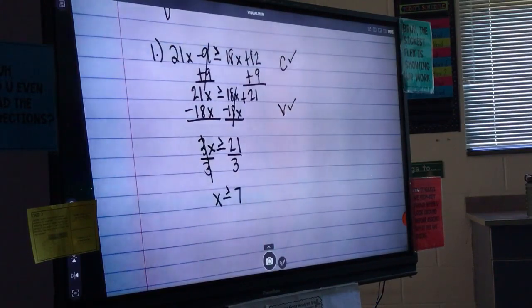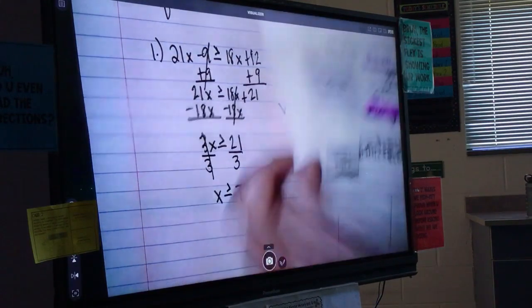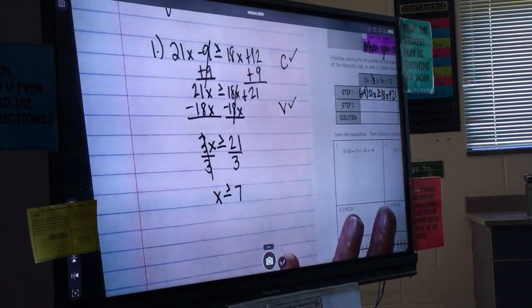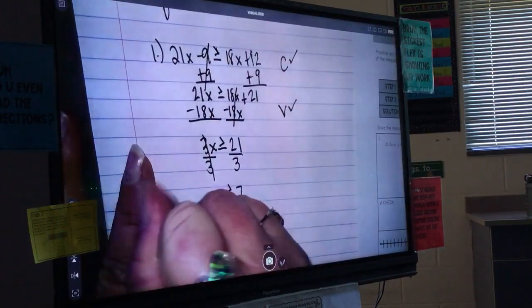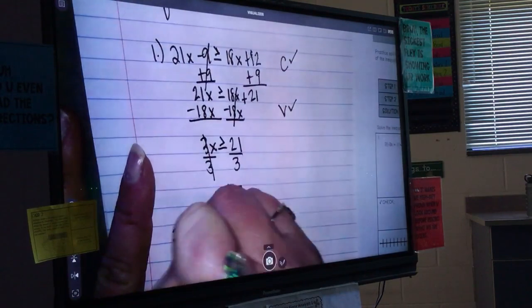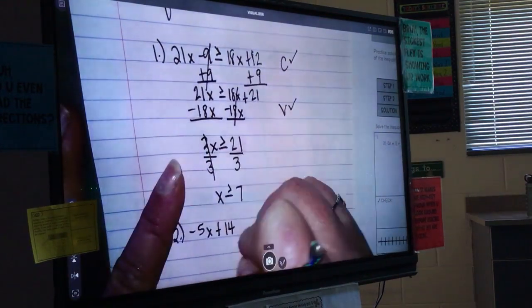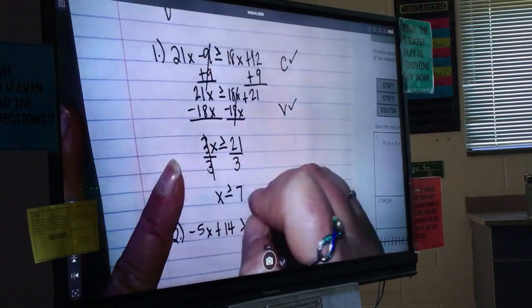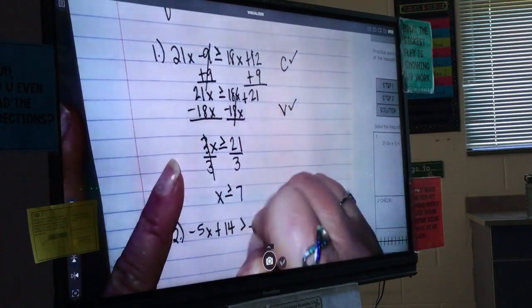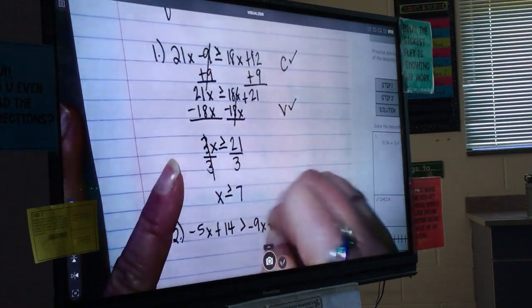Okay? So let's look at the second one. We're not even going to worry about putting it on here. So the second one, number 2, is negative 5x plus 14 is greater than negative 9x plus 2.